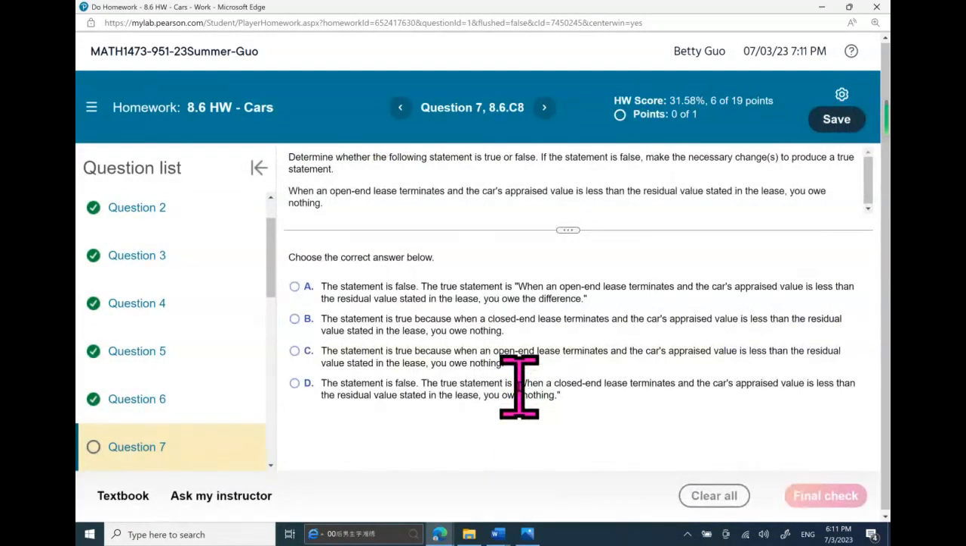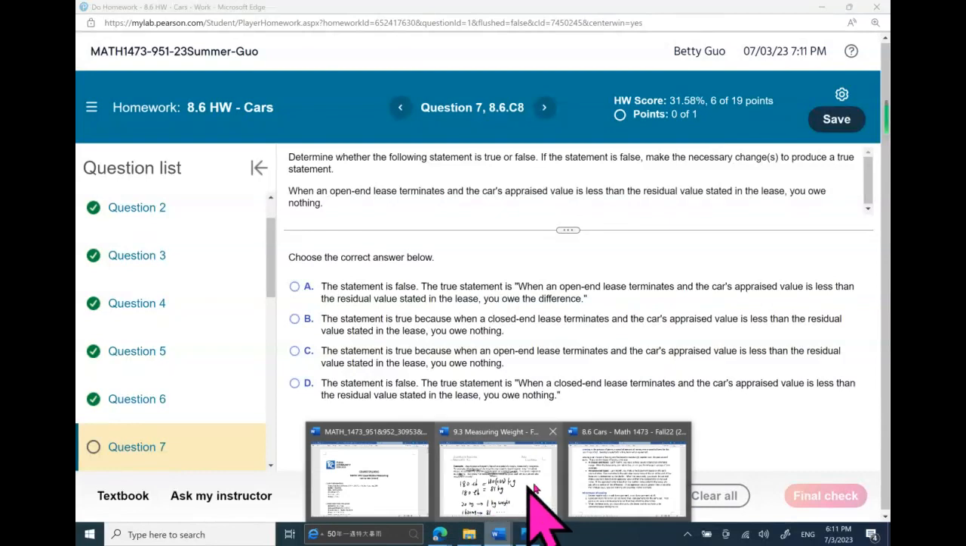When an open-end lease terminates and a car's appraised value is less than the residual value stated in the lease, you owe nothing. I think this is about open-end lease. When an open-end lease terminates and the car's appraised value is less than the residual value stated in the lease, you owe nothing. Let's look at the guidance notes.